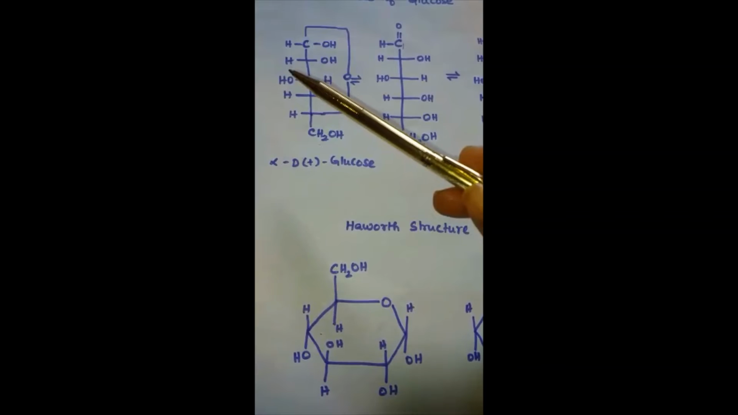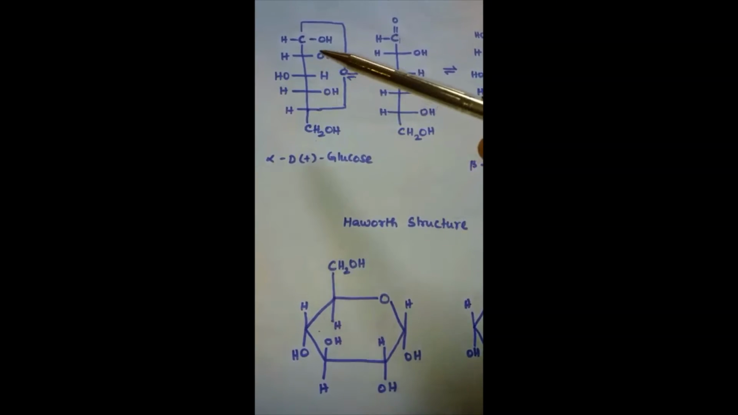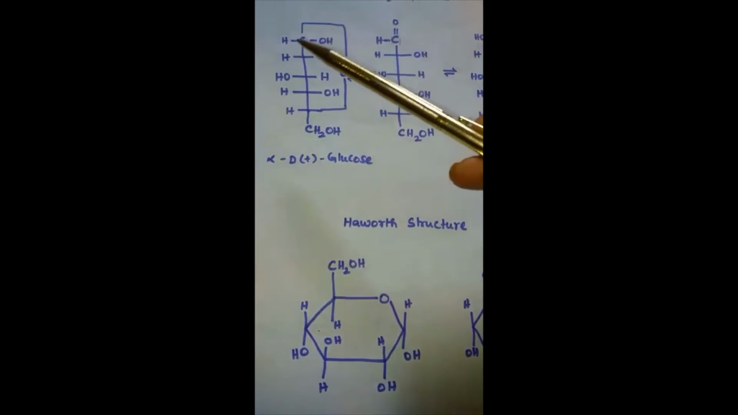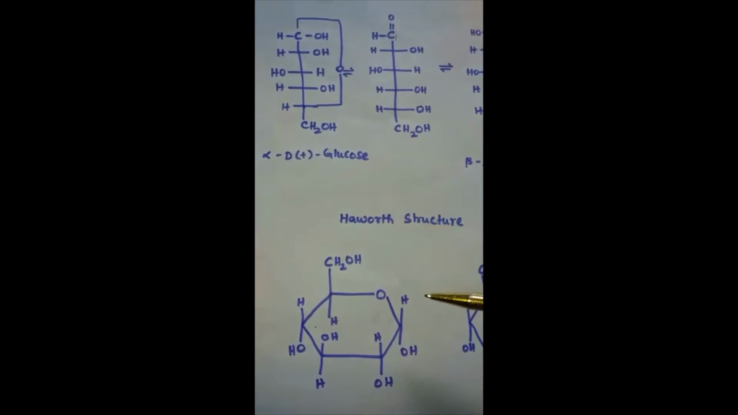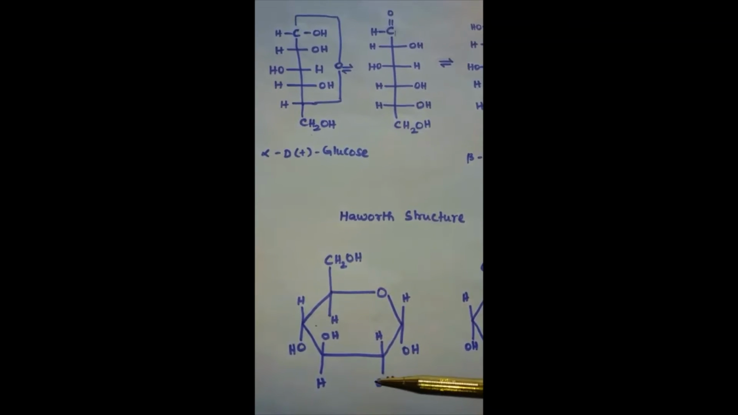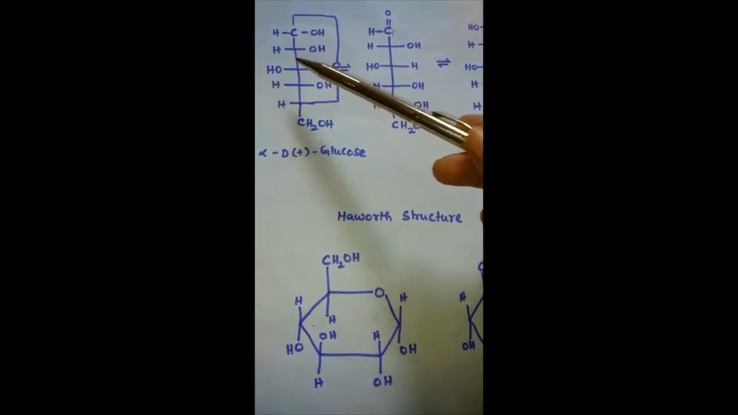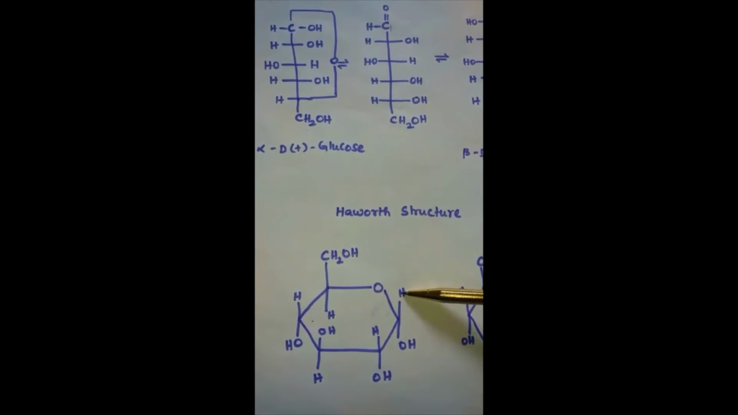How to write this H and OH groups over here? This is the left hand side and this is the right hand side groups. The left hand side groups are written at the top and the right hand side groups are written at the bottom. Now let's see over here. In the first carbon, you are having hydrogen in the left hand side. So here we have to write it at the top, hydrogen.